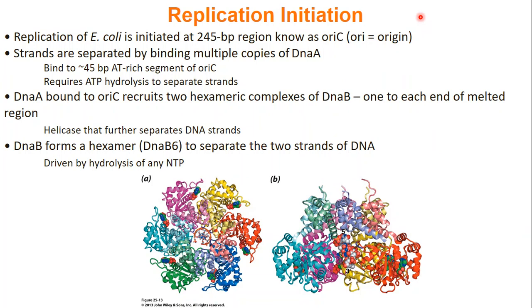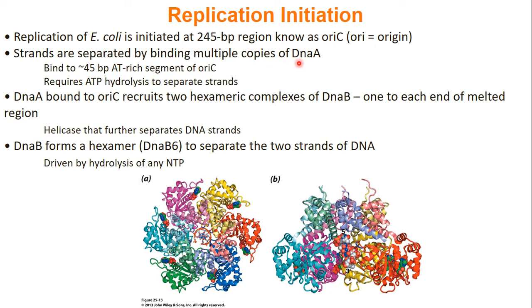In this video, we're going to continue with prokaryotic DNA replication, and we're going to start with the initiation of replication. So when the E. coli goes to replicate its genome, it will always start at the same place, and this is called the origin, or OriC, and it's 245 base pairs, and it has an AT-rich segment, which is roughly 45 base pairs.